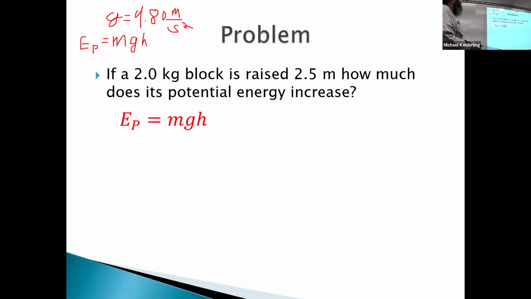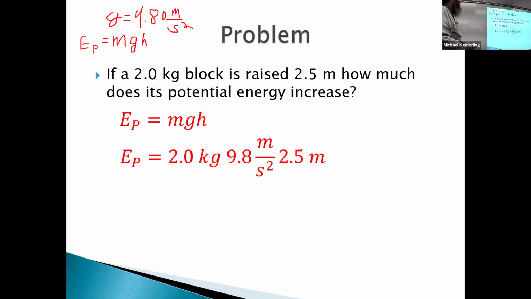The 2 kilogram block is raised 2.5 meters. Potential energy is mgh. So 2 kilograms times 9.8 meters per second squared times 2.5 meters gives us 49 joules. Potential energy is an energy, so the unit is still joules.